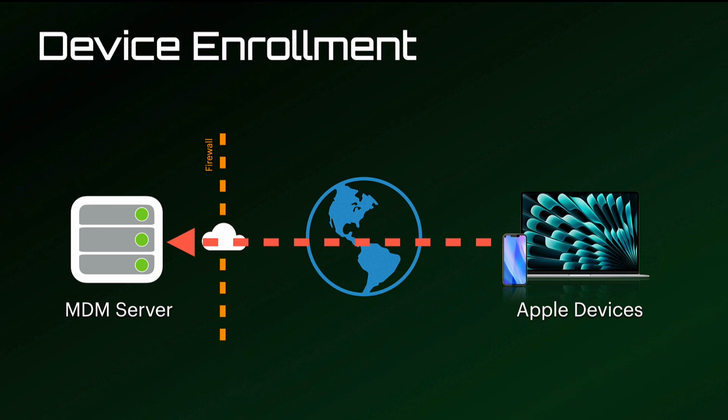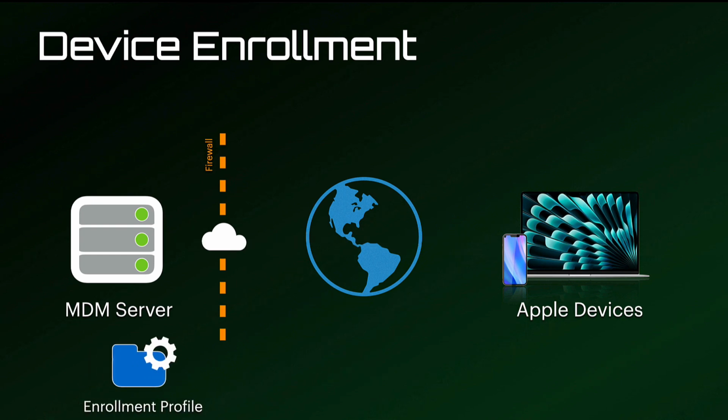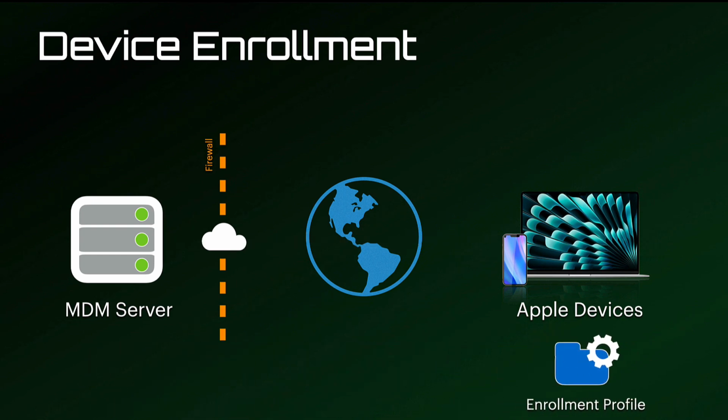Now, enrollment is always initiated by the client device, which reaches out and contacts the MDM server with an enrollment request. Once the MDM server is contacted and connects successfully, the MDM server responds with an enrollment profile that links the device to the MDM service. Once that's complete, the device is now managed and configuration can begin.